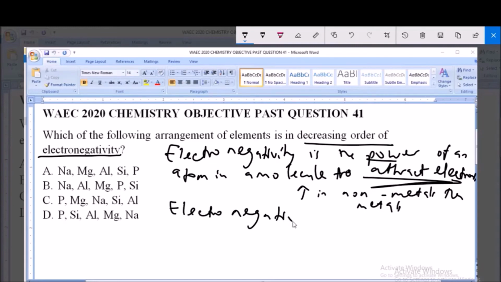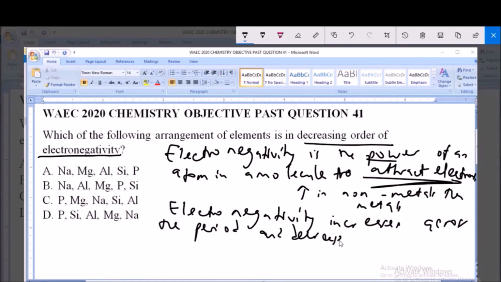electronegativity increases across the period and decreases down the group. So on a periodic table, as you progress down the group, the electronegativity will decrease, and as you progress across the period, the electronegativity increases.